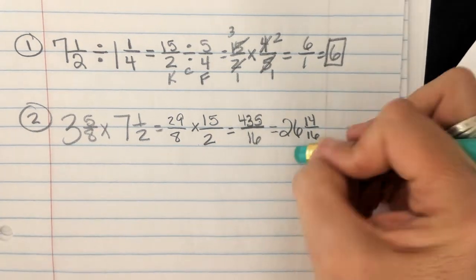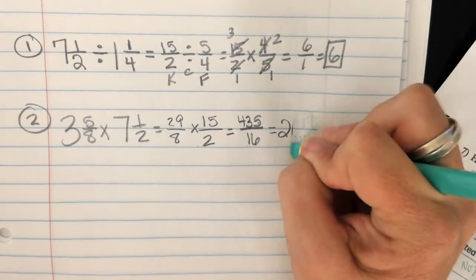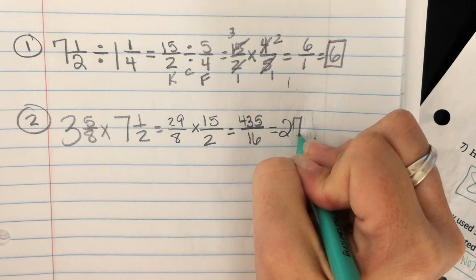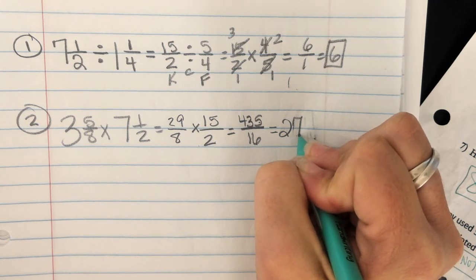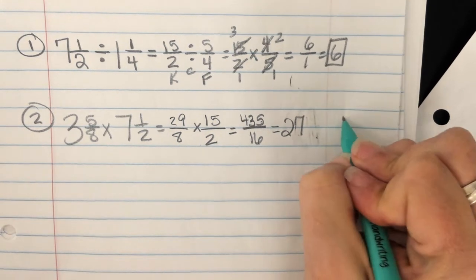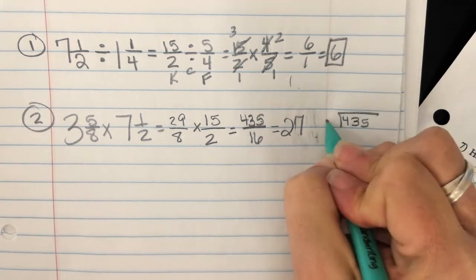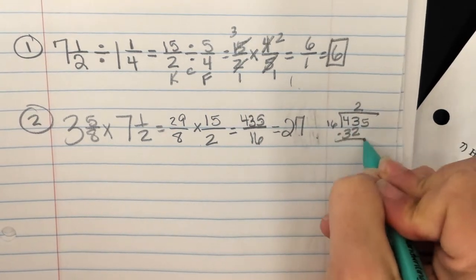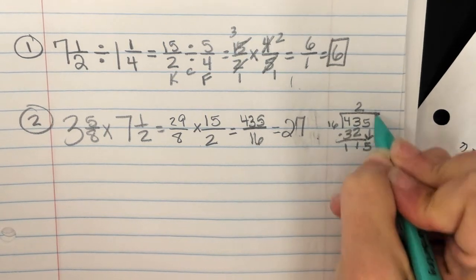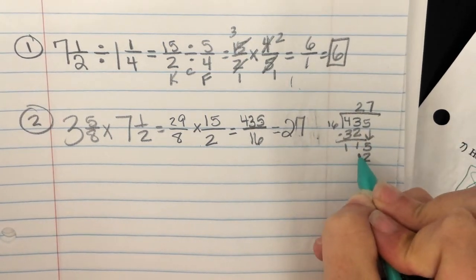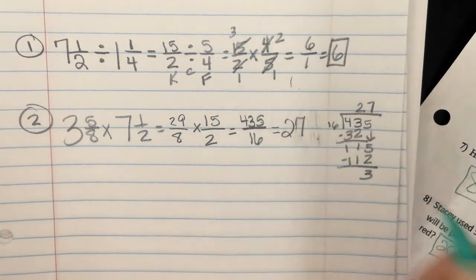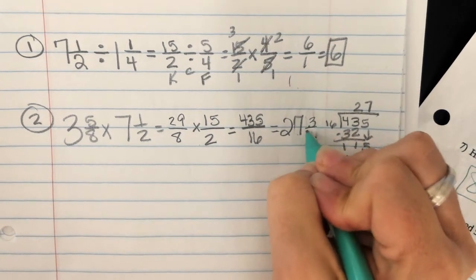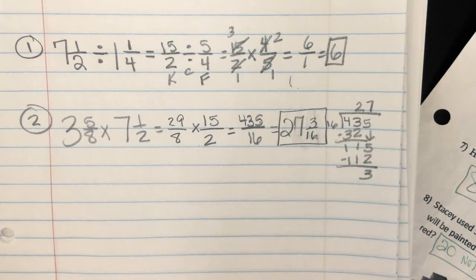Nope, wrong one. I'm on the wrong one. Woo, back up. Okay, gives you 27. So let me show you the math here. Let's see, 435 divided by 16, so it is 27 and 3/16. 27 and 3/16. Whew, that took me a minute.